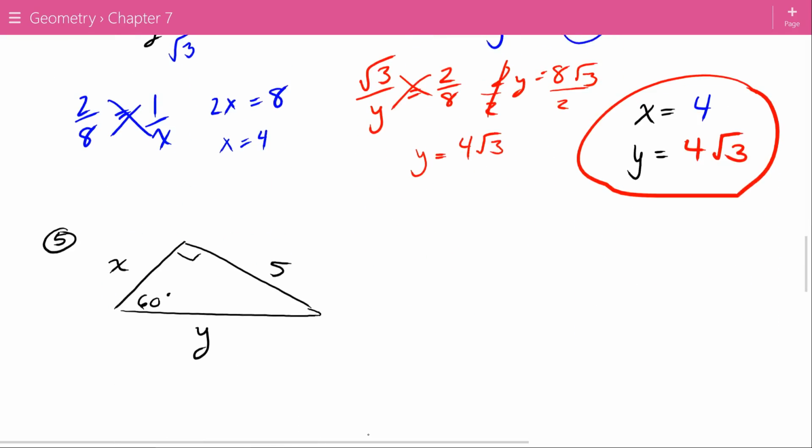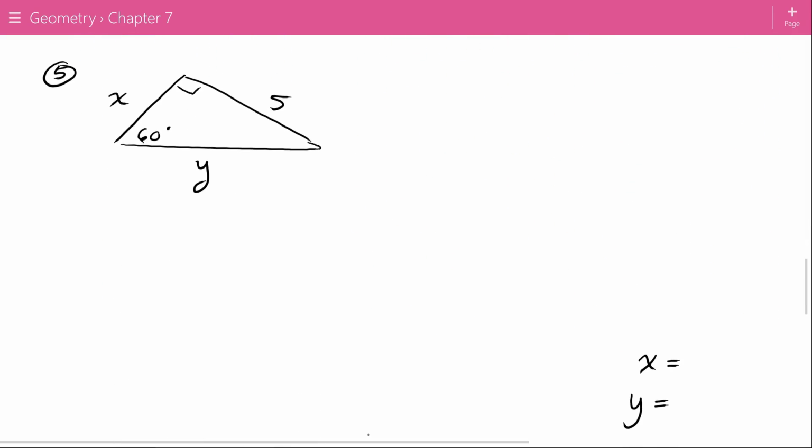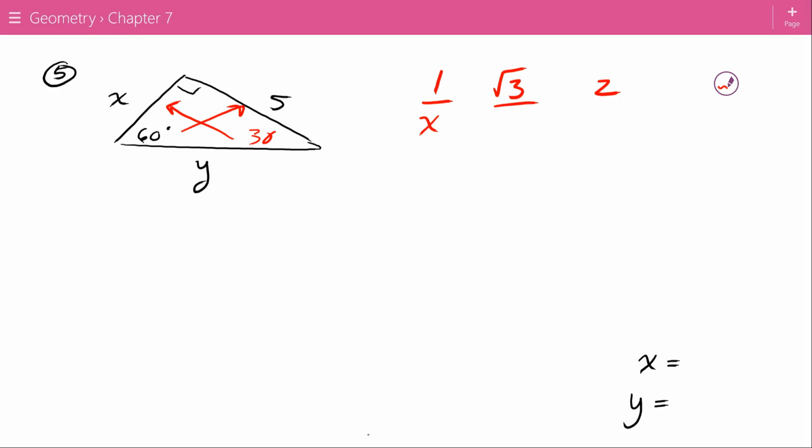All right, let's take a peek at another one here. This one's going to be a little trickier. We know that we have a 60-degree angle, a 90, so it's going to be a 30-60-90 right triangle. We're going to go ahead and write out our pattern. Our pattern for the 30-60-90s is 1, root 3, 2. And the side that corresponds with 1 is going to be x. The side that corresponds with root 3 is going to be 5. And the side that corresponds with 2 is going to be y.